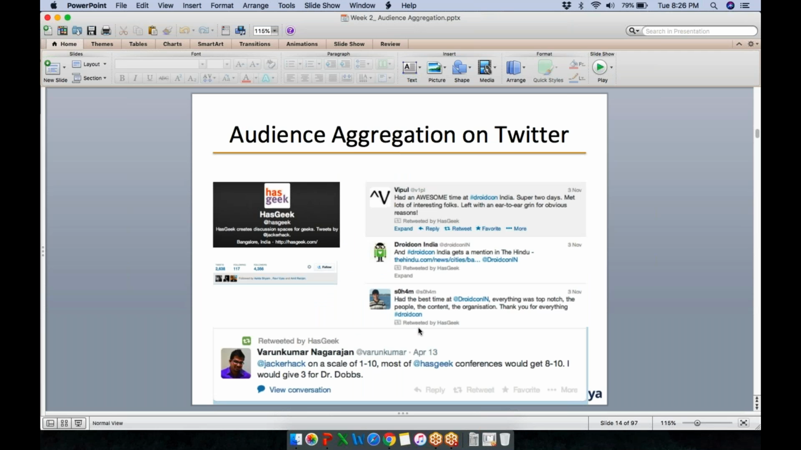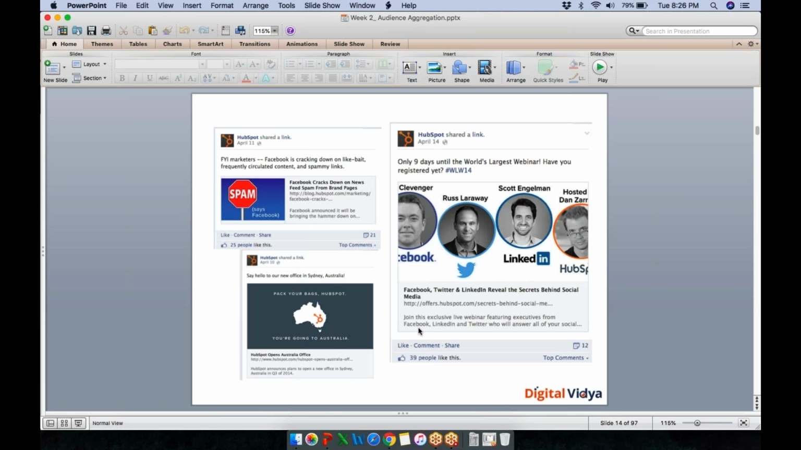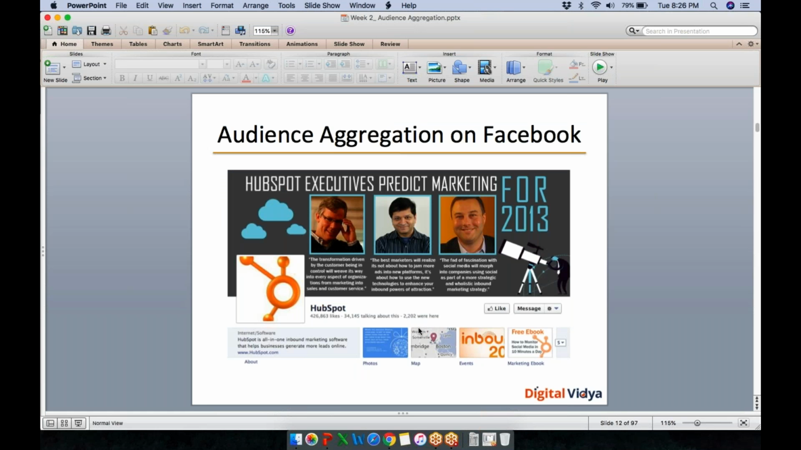You can do audience aggregation on Twitter. You can have people follow you on Twitter and you can keep tweeting so that all the people who are following you will be able to read about you. You can obviously do audience aggregation on Facebook, right? Allow your audiences to quickly get updates about whatever you're posting.